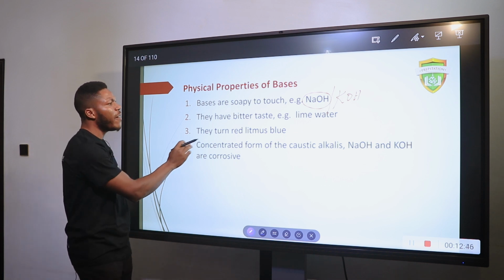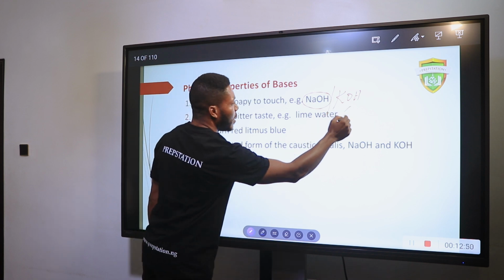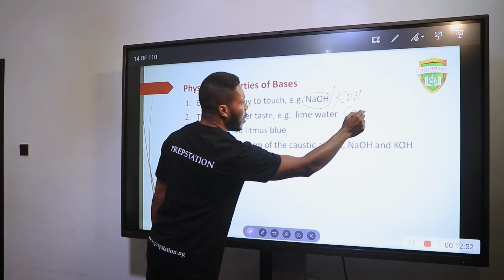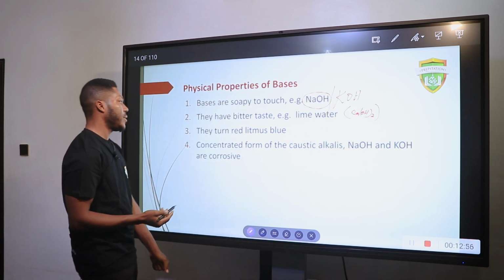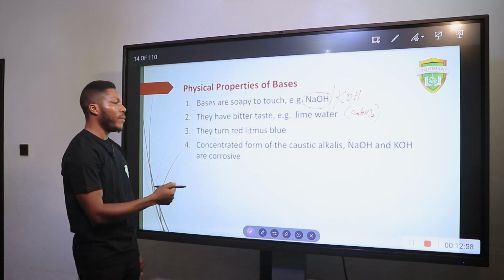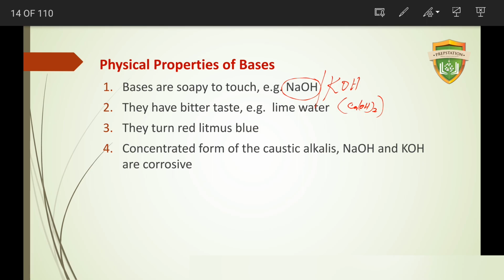They have a bitter taste. Example, lime water. What is lime water? Lime water is simply calcium hydroxide. That is the chemical name of lime water. So it's a base. They turn red litmus paper blue, opposite of what? Of acid. Then also, the concentrated form of caustic soda or alkalis are highly corrosive. Note, concentrated form, not diluted. All right, let's proceed.